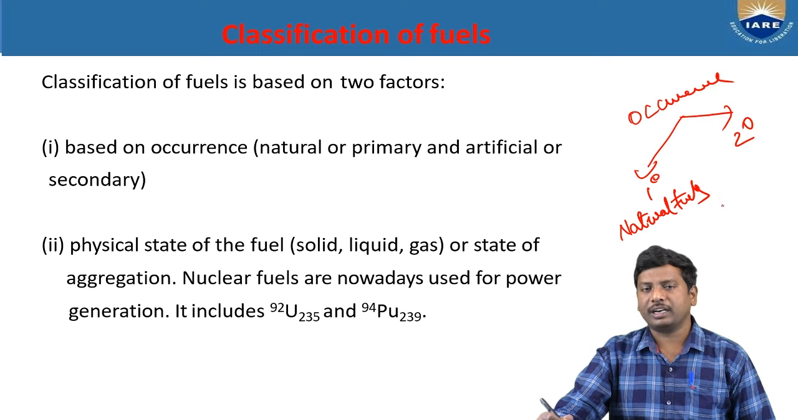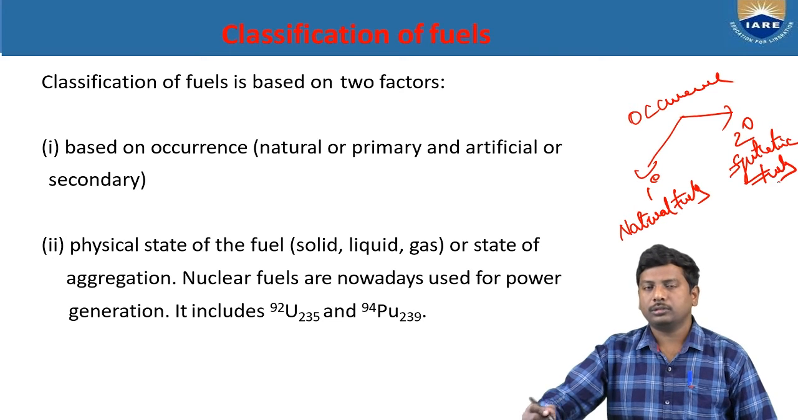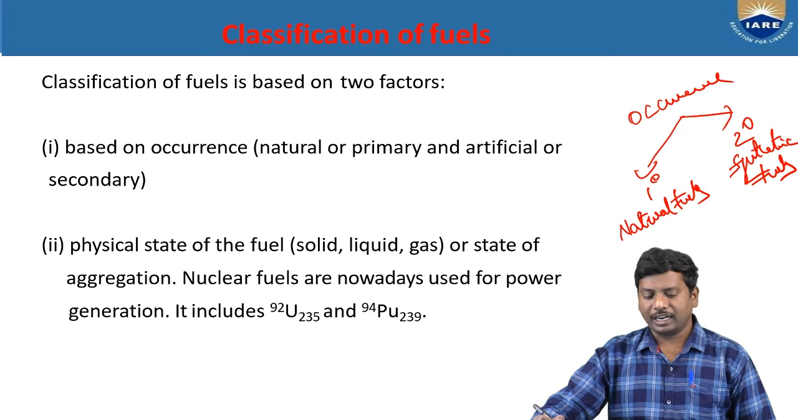And secondary fuels are obtained from the natural fuels by chemical reactions. Those are called synthetic fuels. So this mainly depends upon the occurrence of the fuels. And the second one is the physical state of the fuels. So physical state is again classified into three types.